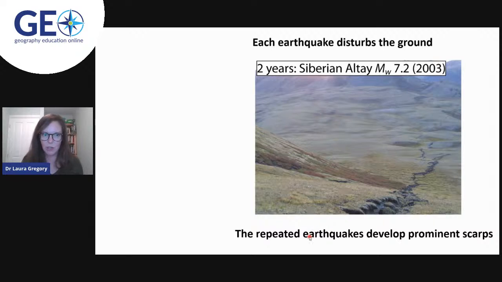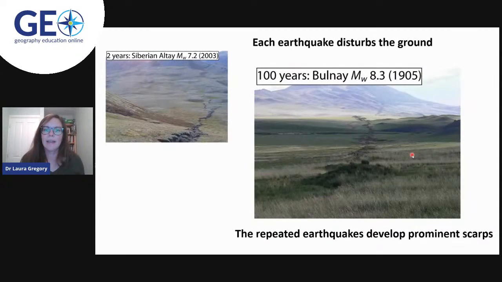And so the earthquakes that we're talking about here move the ground side to side. They don't move it vertically, but the ground has shifted and it rips apart. And then this is an earthquake, a really big one, a magnitude 8.3, that occurred in 1905. This photo was taken 100 years after the earthquake. And you can still see a big rip in the ground, and it looks pretty obvious, but it's more subtle than this image here. That's because the elements have attacked that landscape a little bit and degraded the scar.